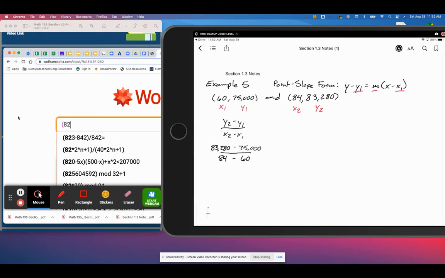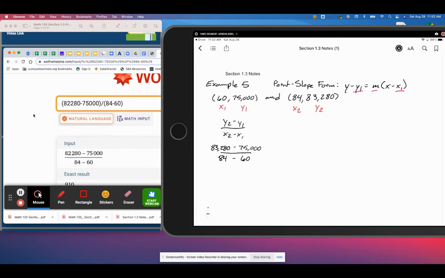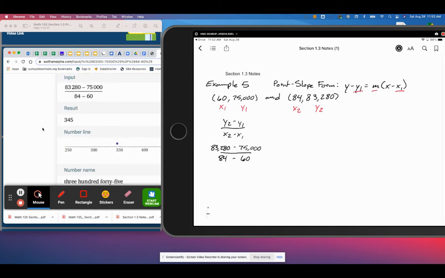So we have 83,280 minus 75,000 divided by 84 minus 60. I think I made a typo. It should be 83,280, not 82,280. All right, and we end up with 345 as our slope.